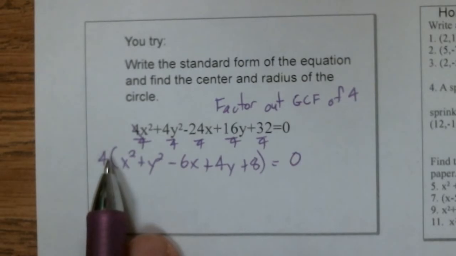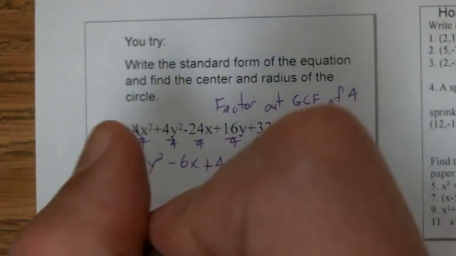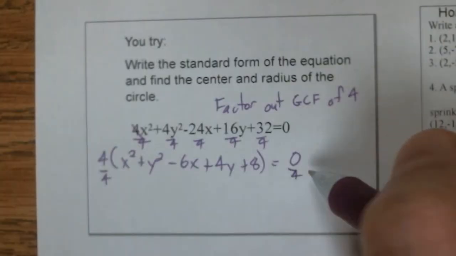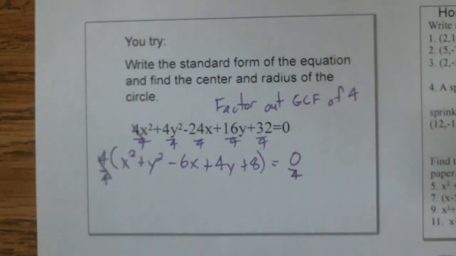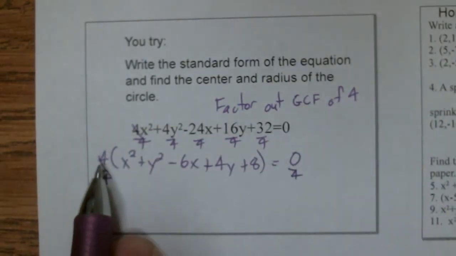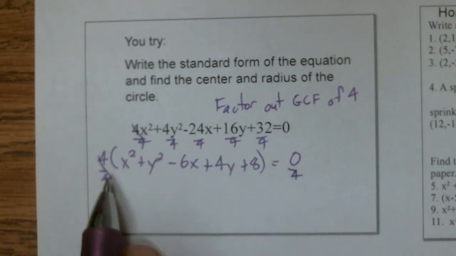Now, we factor out a 4. Well, guess what? If I divide both sides by 4, I'll just do this real quick, just real small. If I divide both sides by 4, 4 over 4 is just 1. 0 over 4 is just 0. So basically this 4 that you factor out just disappears. It just goes away. So now we're back to the problem that we just did.